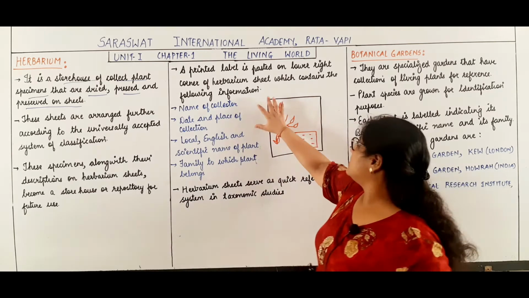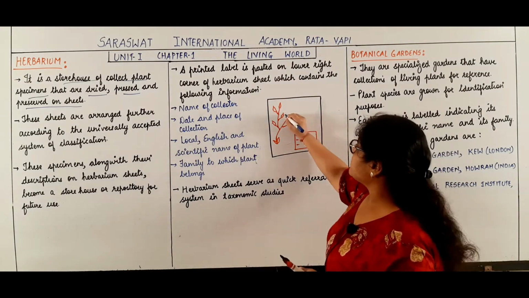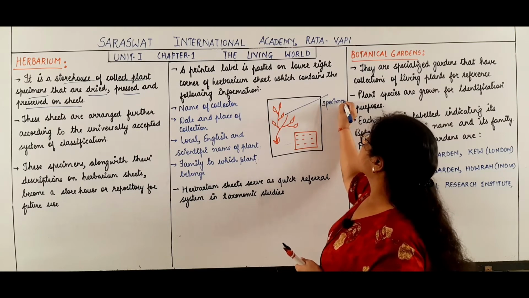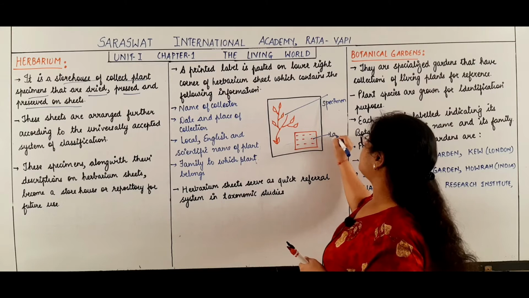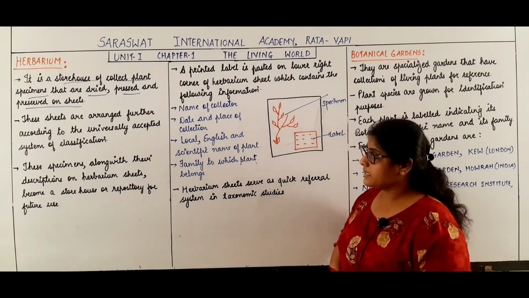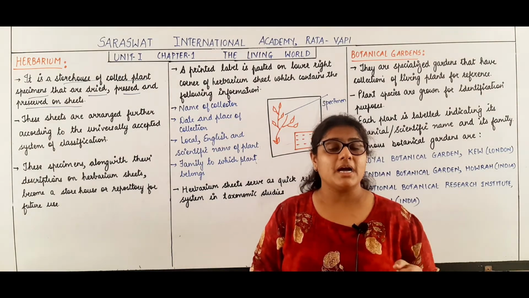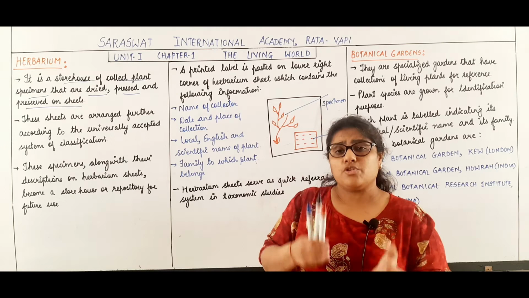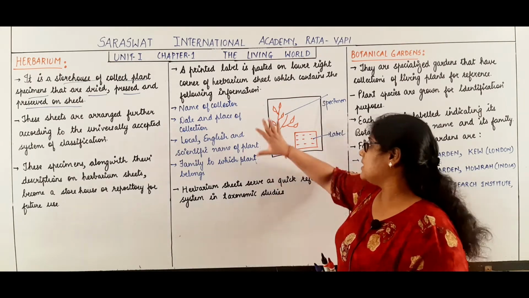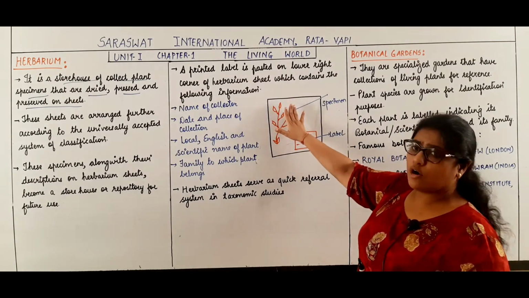So, basically this type of sheet will be there. This is a plant specimen, and this is the label which should always be there on the specimen. So, a herbarium is a storehouse of collected plant specimens which are dried, pressed and preserved on sheets. This is the plant specimen which is mounted on the sheet.